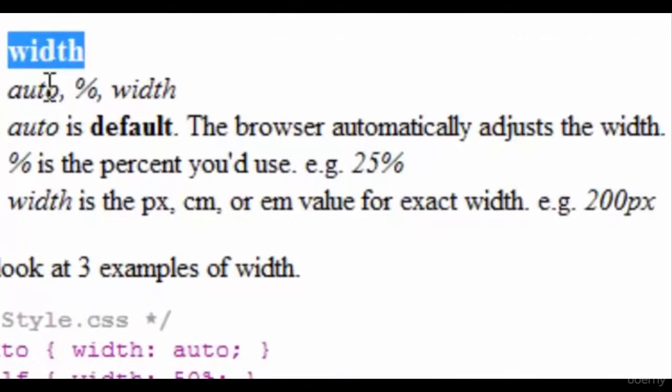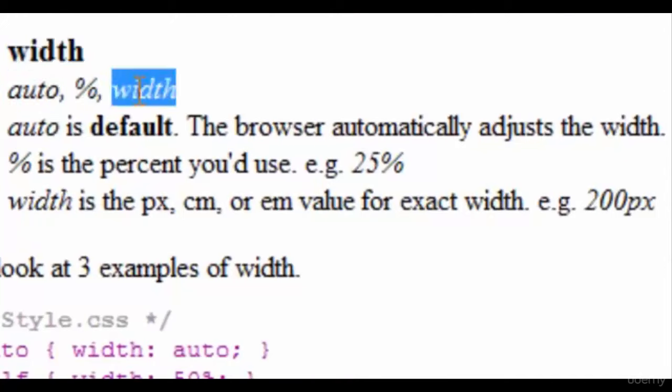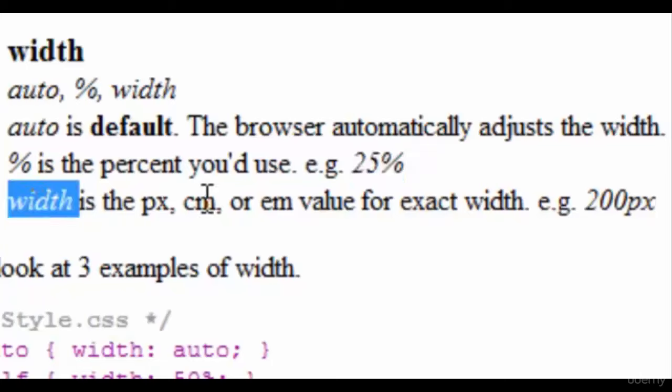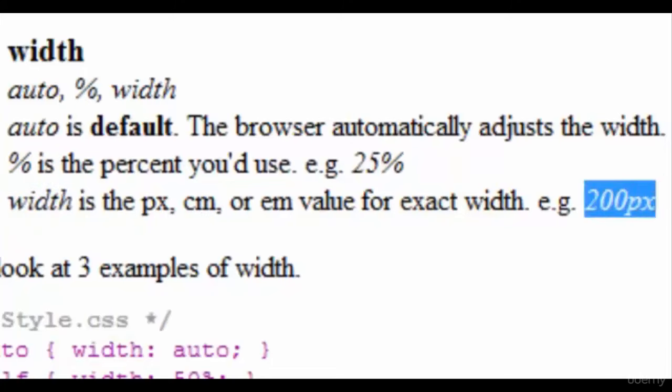With our width property, we have three values: auto, percent, and width. Auto, which is default, means the browser will automatically adjust the width to what it thinks is best. Most browsers will agree with each other on what the width should be. Percent is the percent that you'd use. For example, if you wanted an element to only take up 25% of your page instead of the natural 100% if it was a block element, then you'd specify 25%. And width is the pixel, centimeter, etc. for the exact width. Example, again, 200 pixels, or like we talked about earlier, 400 pixels.